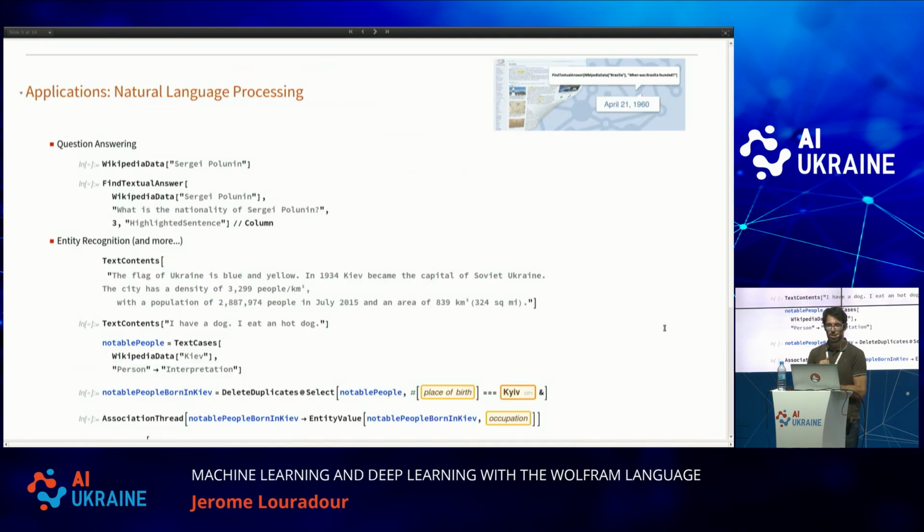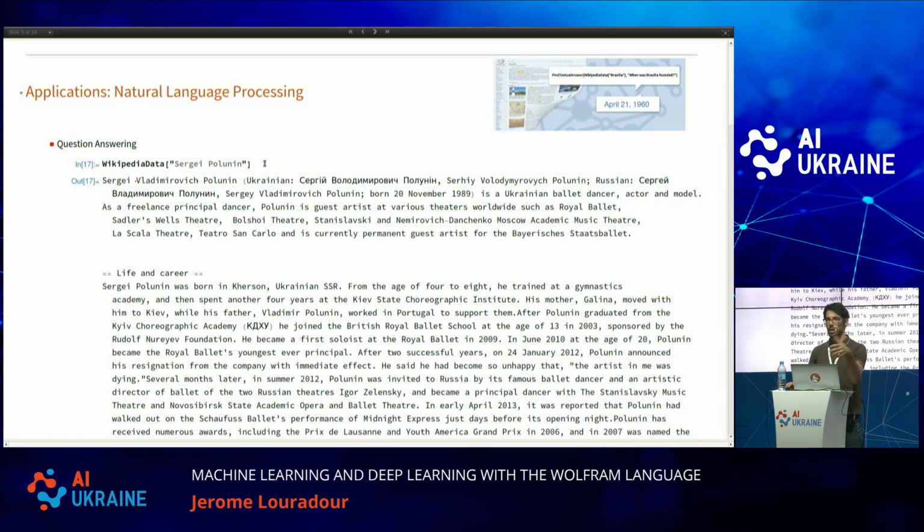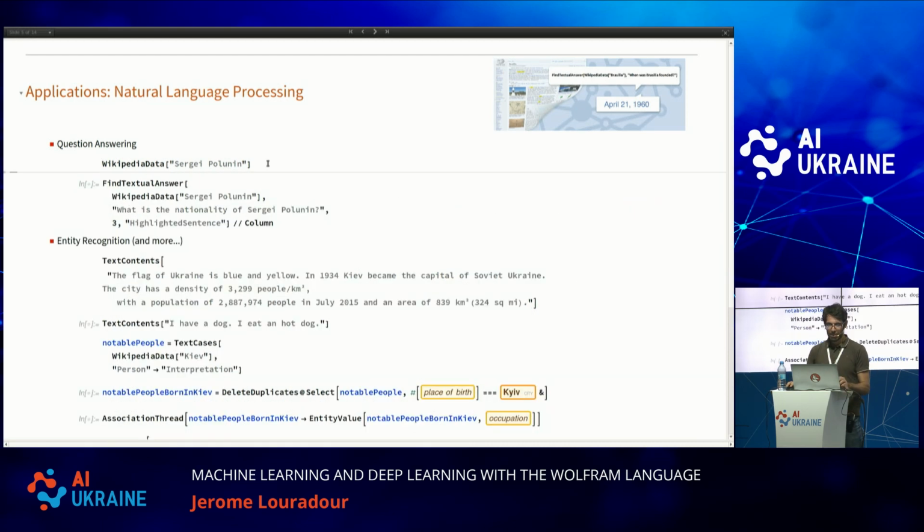Some examples in natural language processing also. There was recent progress in reading comprehension in deep learning. For example, we developed question answering. Here, I took a Wikipedia page of Sergei Polonin, a ballet dancer from Ukraine. You see, I can query from Wikipedia, so I have a big text like this.